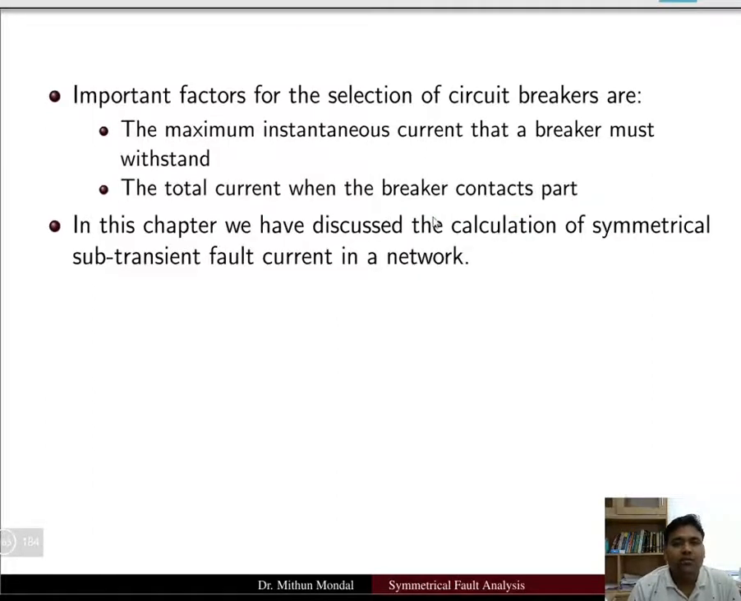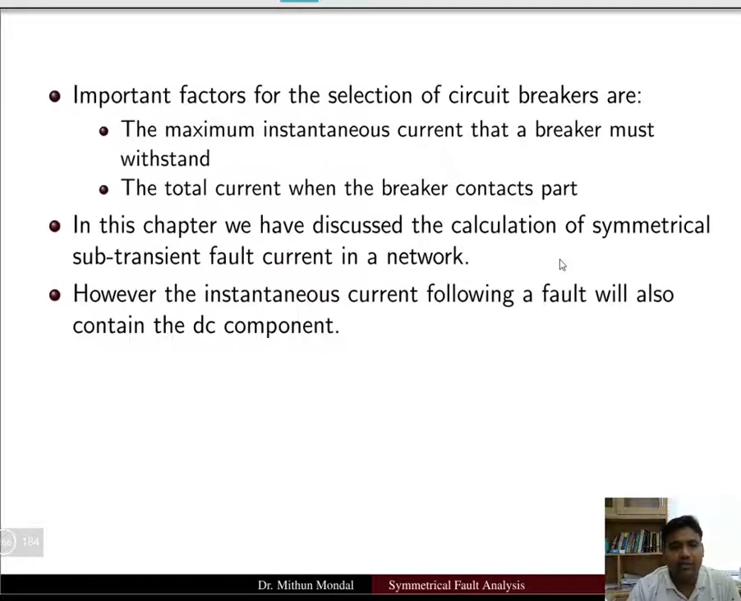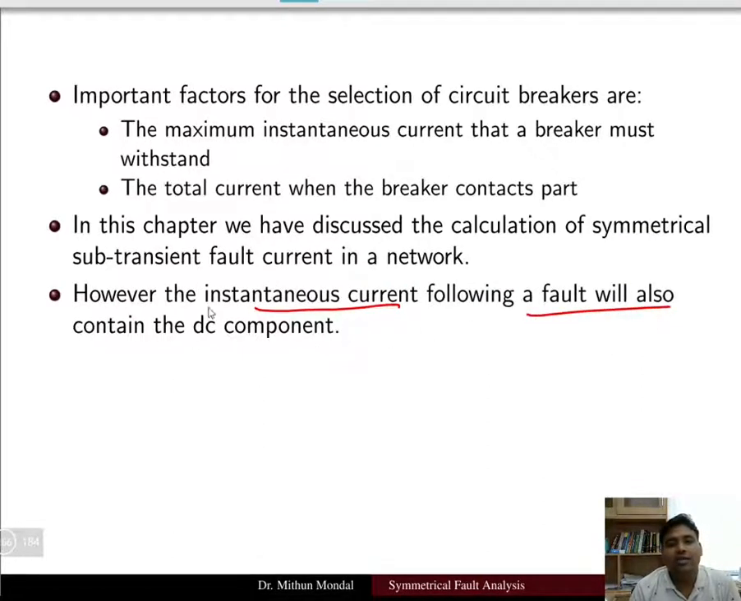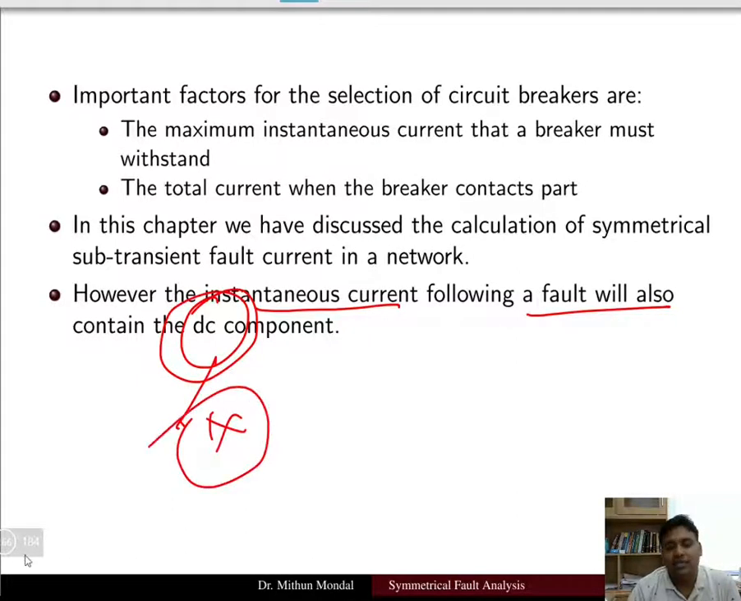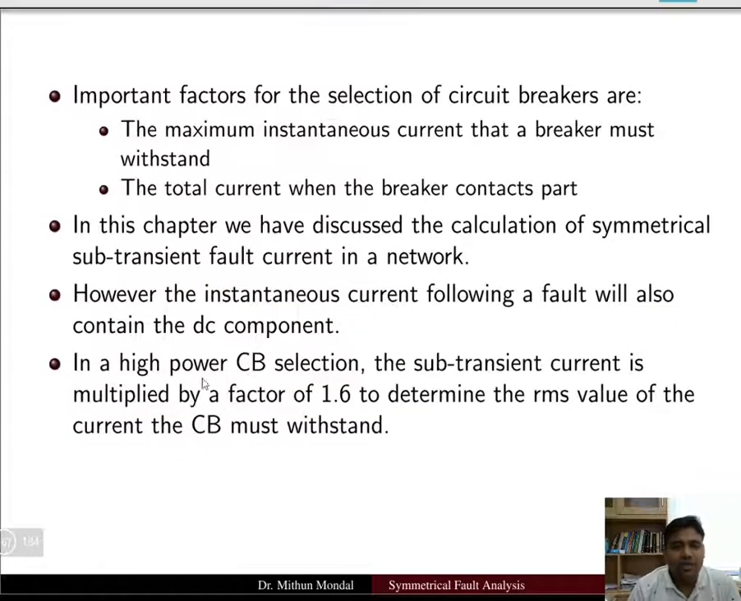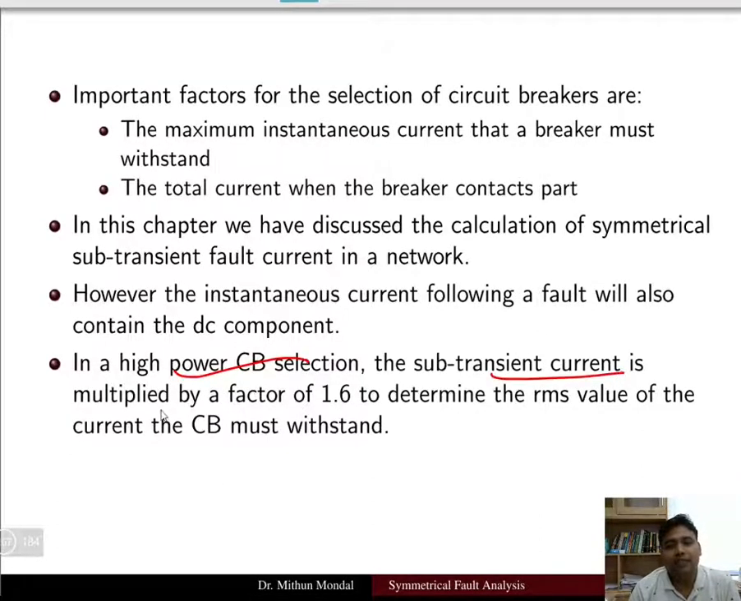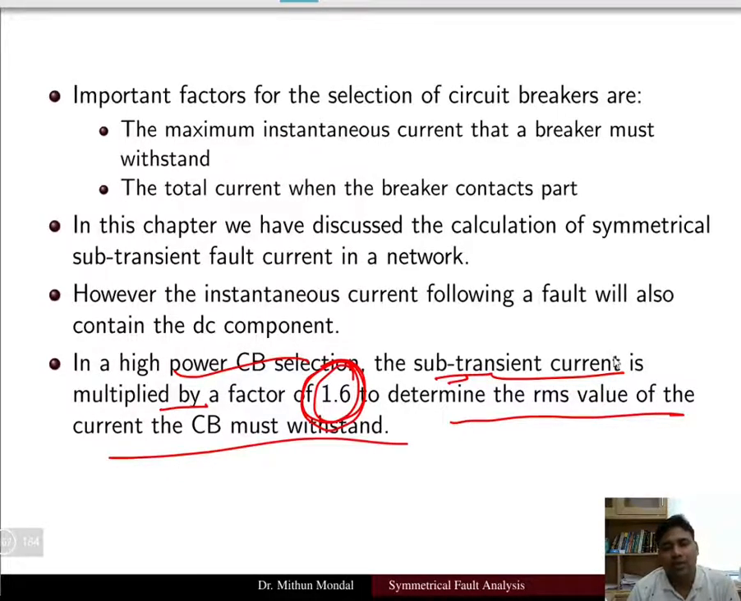In this chapter, we have discussed the symmetrical subtransient fault current in a network. However, the instantaneous current flowing in a fault will also contain a DC component, which we have neglected, and only the AC component we have considered. In high power circuit breaker selection, the sub-transient current is multiplied by a factor of 1.6. So we take a factor of 1.6, which has to be multiplied with the sub-transient current to determine the RMS value of the current that the circuit breaker must withstand.